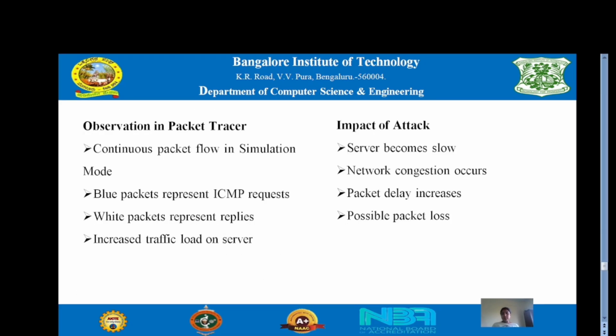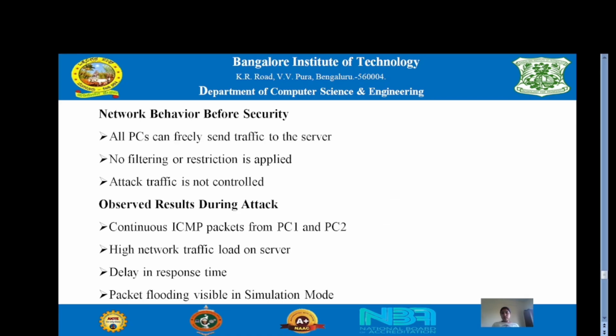Let's start with the observation. In simulation mode, we observe different packet colors. The blue packets represent ICMP requests, white packets represent replies, and red packets indicate dropped or delayed packets. Continuous packet movement shows heavy network traffic. We can also see the impact of the attack: the server becomes slow, network congestion occurs, packet delay increases, and possible packet losses. Here we discuss the security observations before and after.